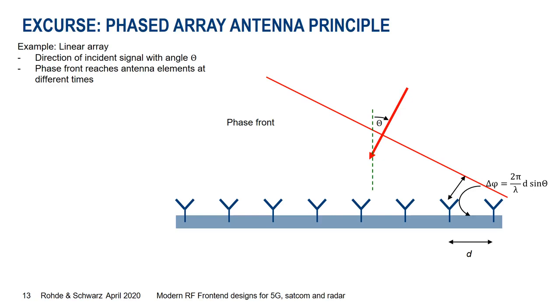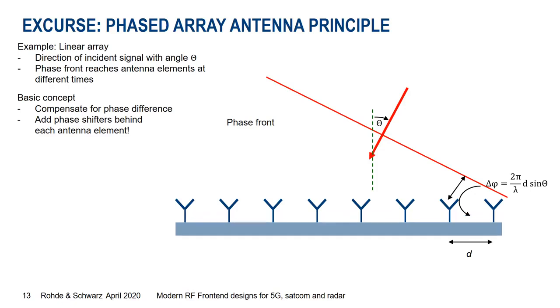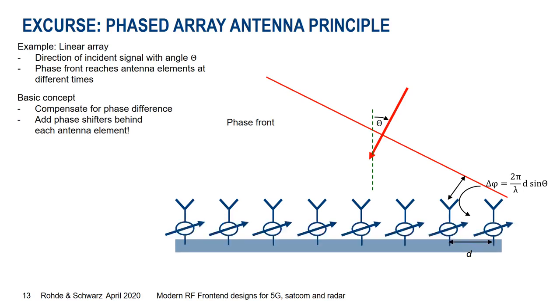So the phase front of the signal reaches the antenna elements from right to left at different times. At first at the right and then later on to the left. And this is kind of the key finding. So what we want to do is to compensate for the time difference, which, when we translate this to the RF signal, is basically a shift in the phase of what we receive from the same signal. So what we have to do is to apply some phase shifters behind each element.